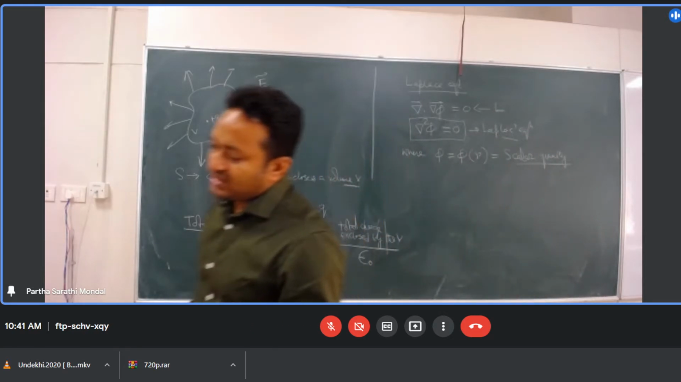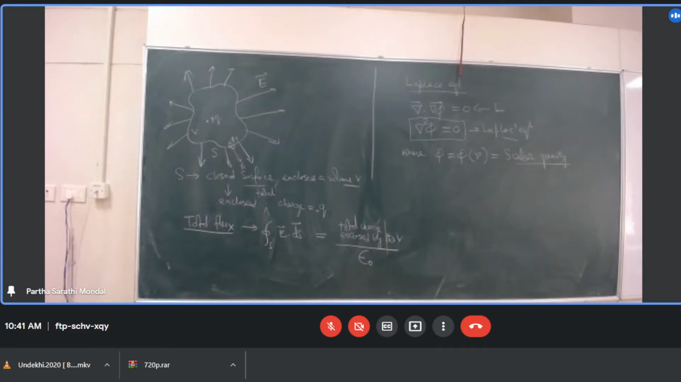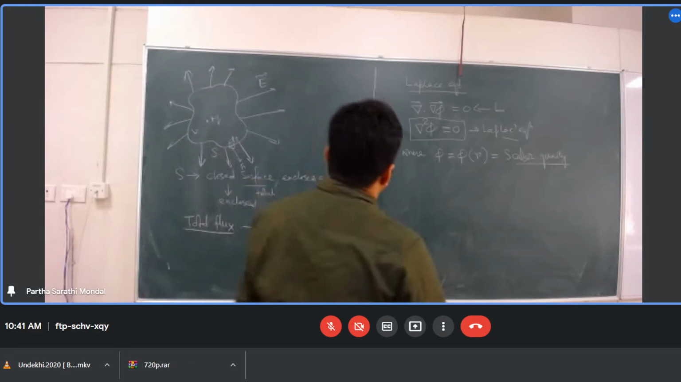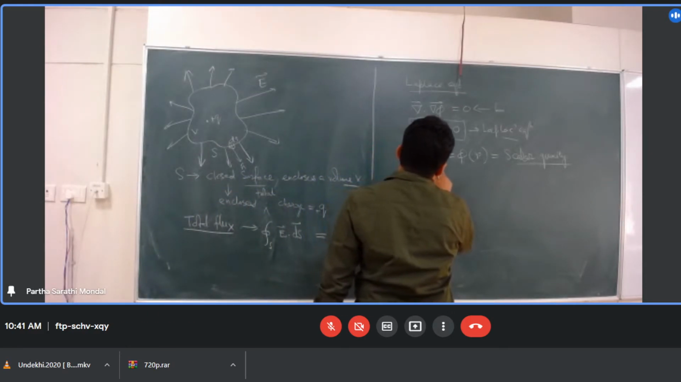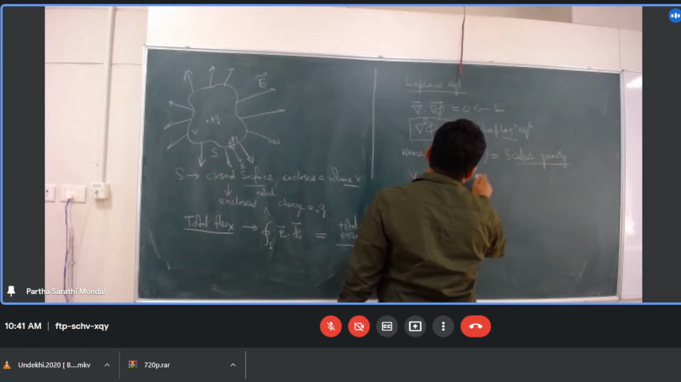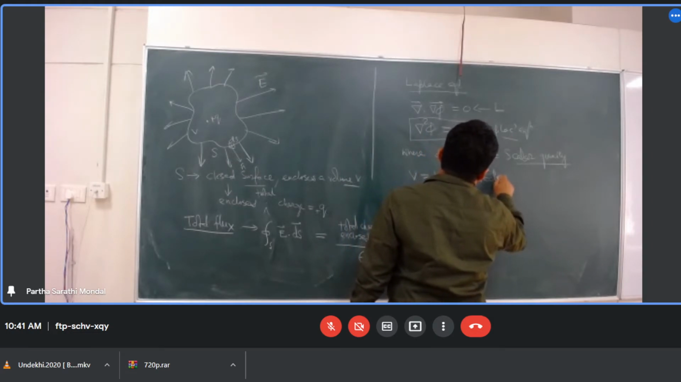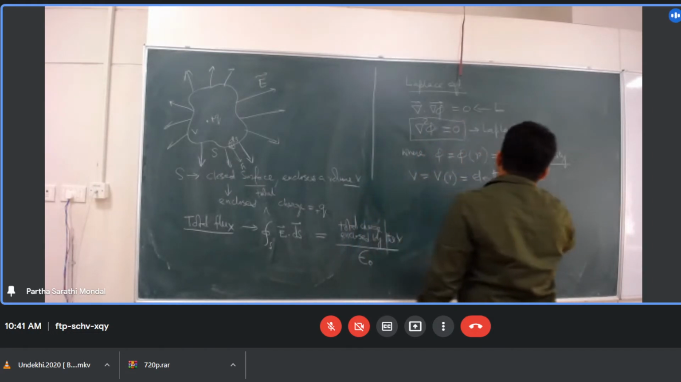Now, between electric field and electric potential, we know V. V is actually a function of r. It's an electric potential.